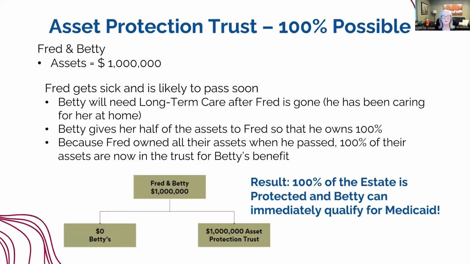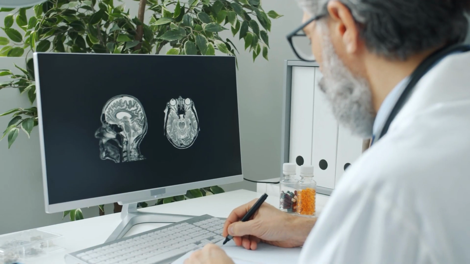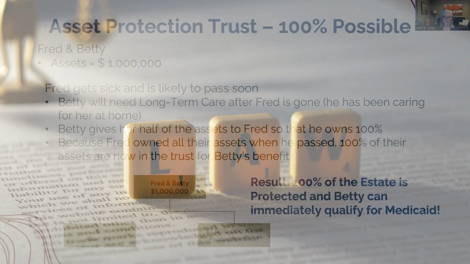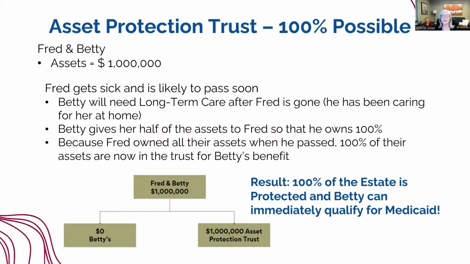There's also the possibility of protecting more than half the assets. Sometimes we know that one of the spouses is going to be passing. So in this case, same set of facts. Fred is sick. He's likely to pass. So we know, for example, that Betty really is going to need long-term care. Fred's been taking care of Betty at home. Betty has dementia. Through their estate planning documents that were prepared before Betty's dementia took over, causing her to lose capacity, they prepared certain documents that allowed her to give all of her assets over to her husband, such that when he died, 100% of the couple's assets, $1 million, is going to fund this trust for Betty. $1 million, all their assets, none of it counts against her when she applies for Medicaid.